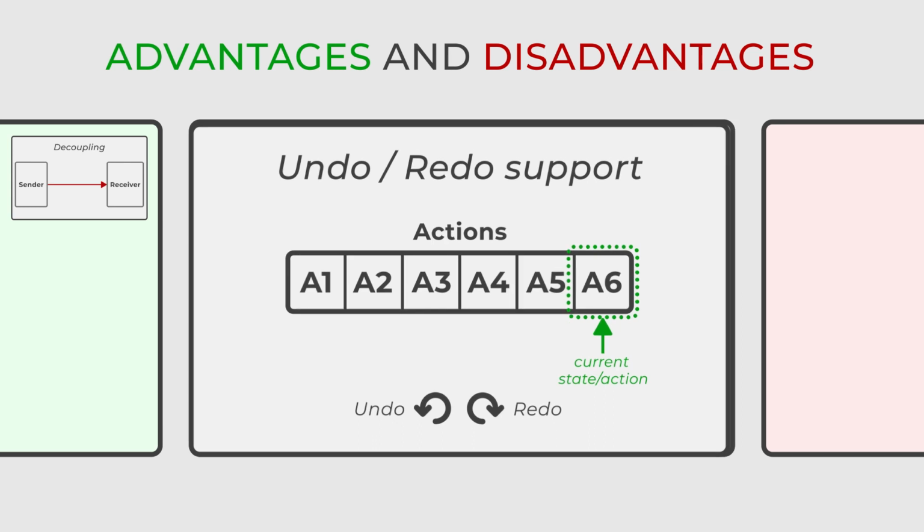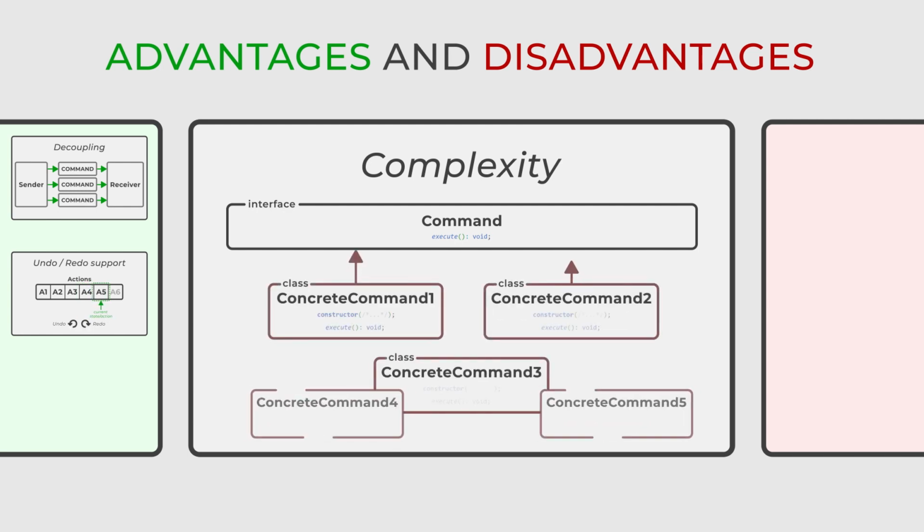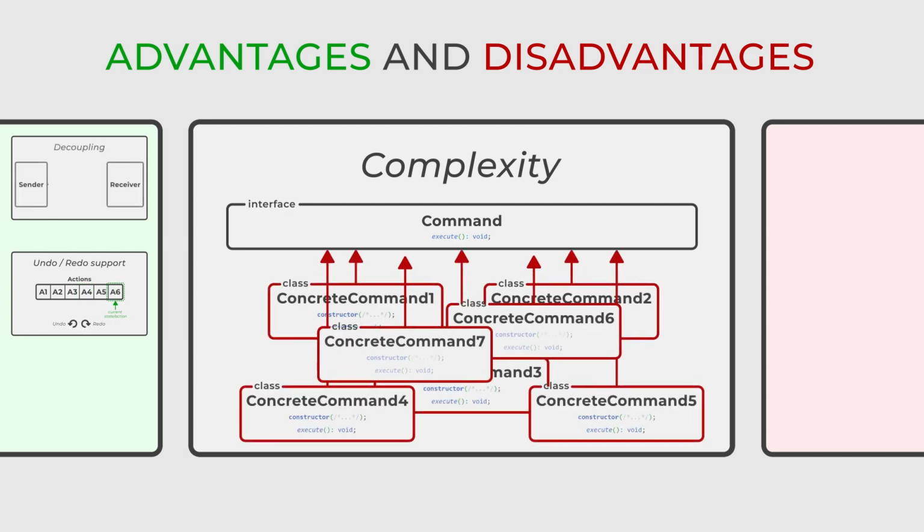However, this design pattern has its drawbacks. One major disadvantage is the potential for increased complexity within the codebase. Multiple command classes can make the system more challenging to understand and navigate. This is closely related to the issue of class proliferation, where the need for various actions could result in an overwhelming number of command classes, further complicating the code structure.